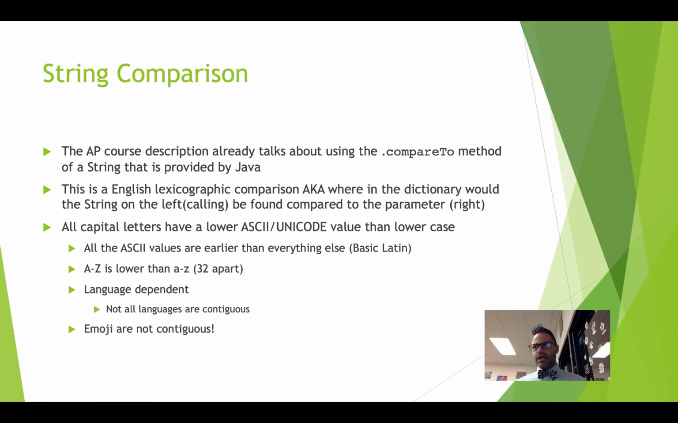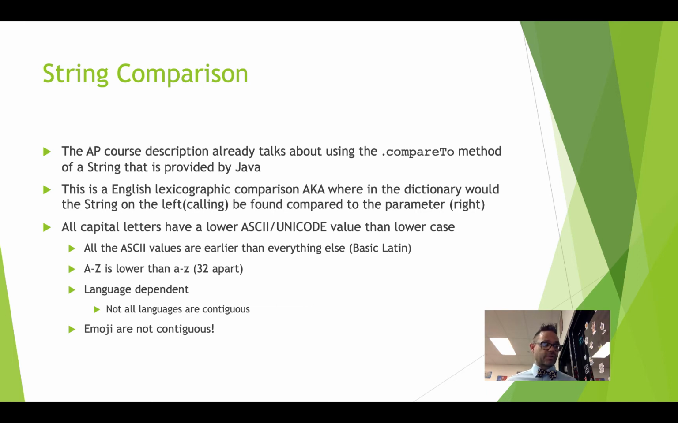Now, in AP, we have to use Comparable already with the String structure. The AP course description talks about using the .compareTo method on strings and how it works. This is an English lexicographic structure, how the dictionary would sort it. All capital letters have a lower ASCII or Unicode value, because it's part of the basic Latin set of Unicode. Capital A to Z is lower than lowercase a to z. Capital is smaller than lower. I know, but it's the way that we actually structured Unicode. You can go take a look at the structures that go along with that. It's its own big, huge thing, but hey, no big deal.